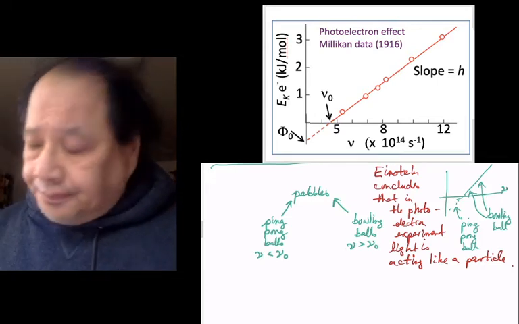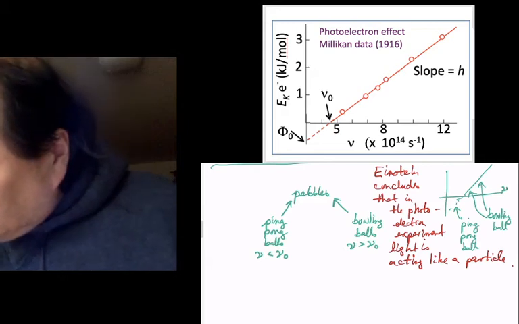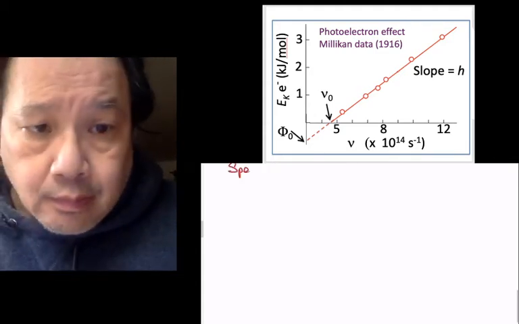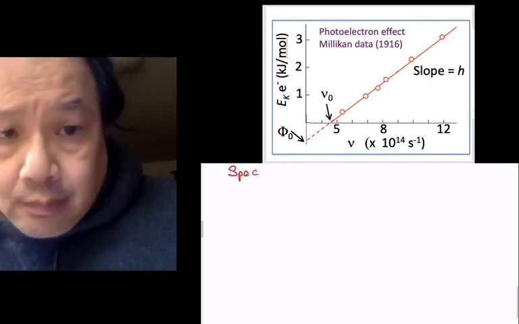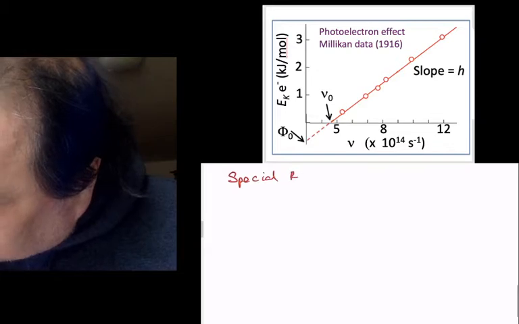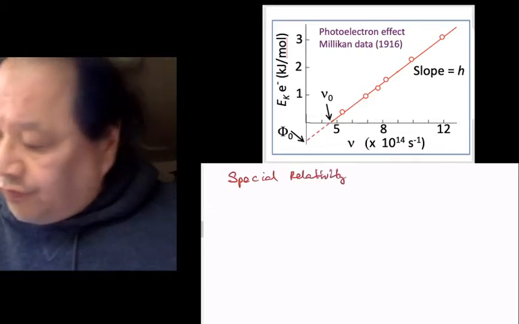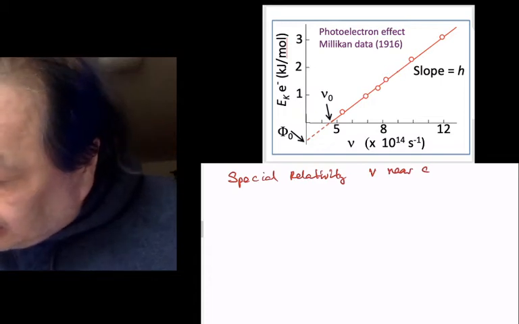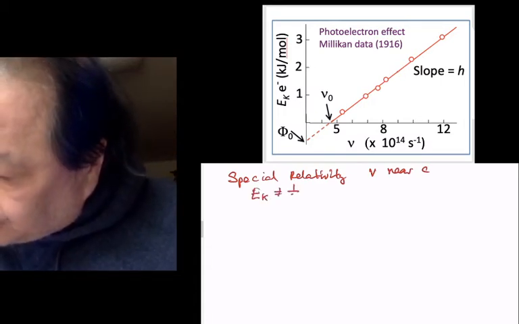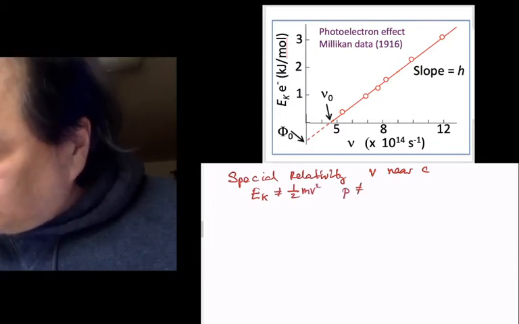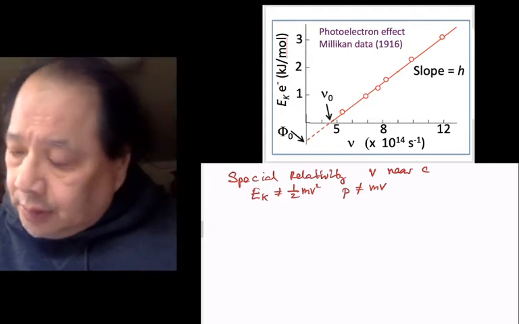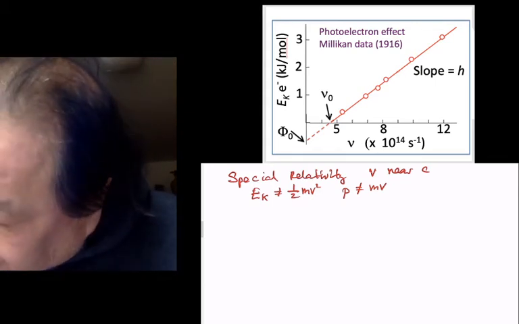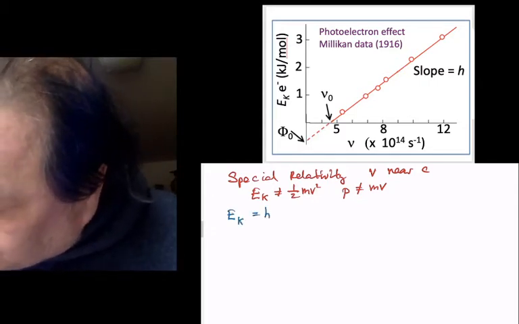And Einstein does lots of stuff. He figures out a theory called special relativity. Special relativity is the theory of things that are moving very fast, velocity near c. And he discovers that in that region, Ek is not equal to 1/2 mv squared, and momentum is not equal to mv, when things are moving near the speed of light. Of course, Ek for light is equal to h nu. That's the Planck relation.